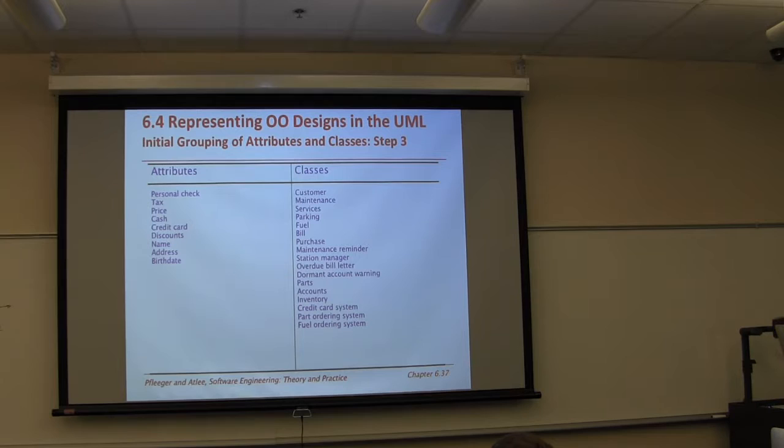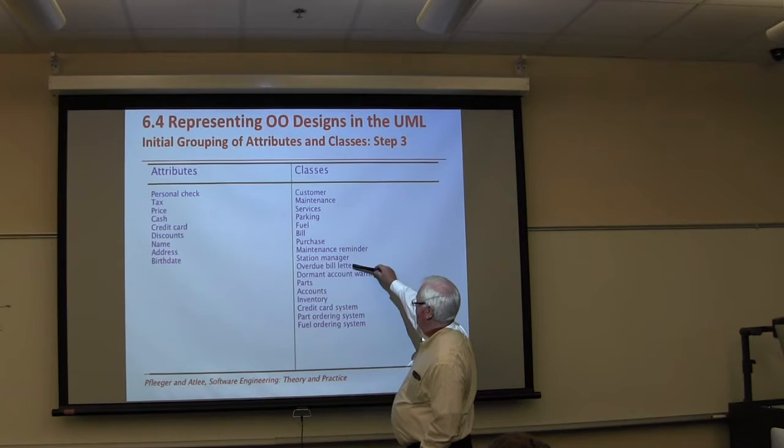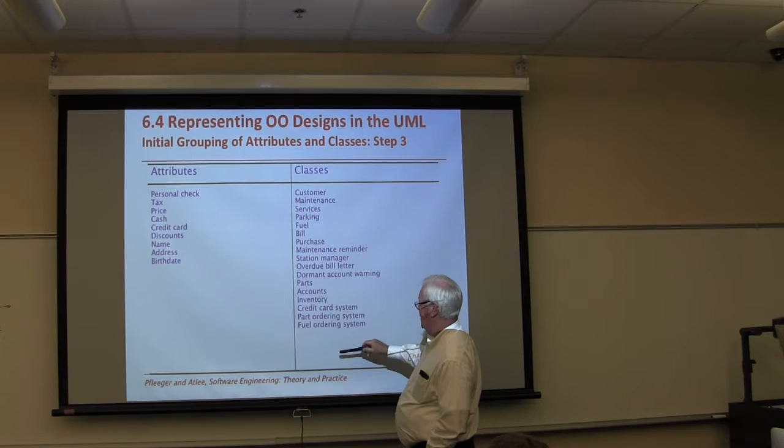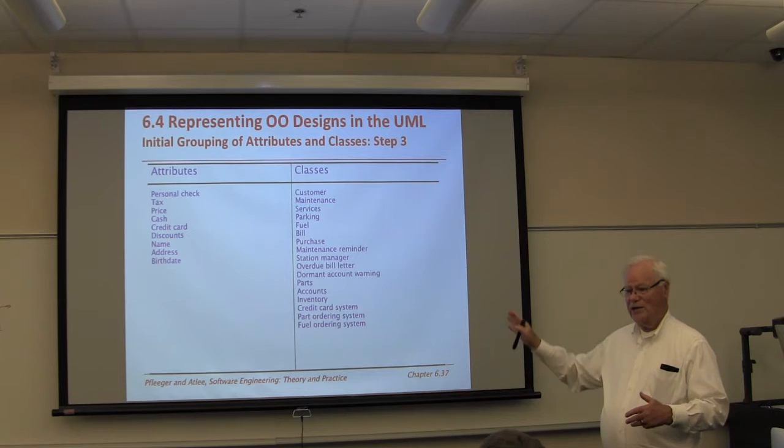So, adding even more to our attributes, I think that side stayed the same. But now we've gone down and added overdue bill letters, dormant account warnings, parts, accounts, inventory, credit card system, part ordering system, and fuel ordering system. So the more you begin to build your application working with the customer, the more you find there are other things you need that you didn't think of.